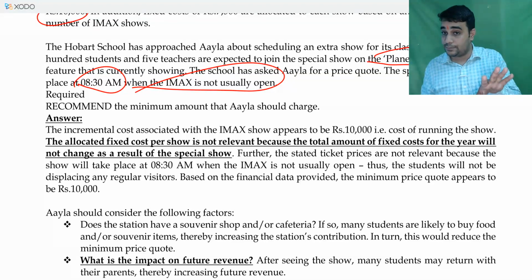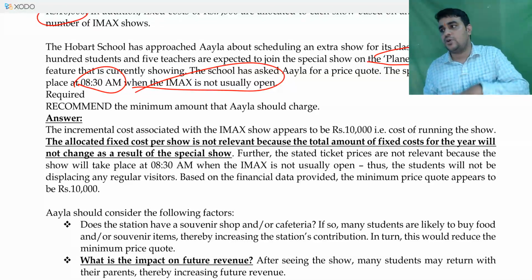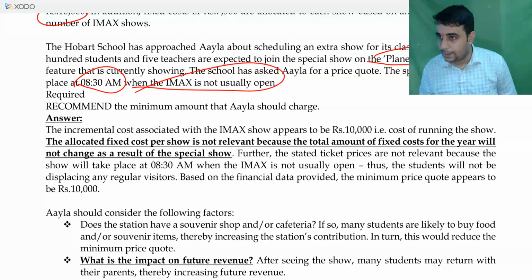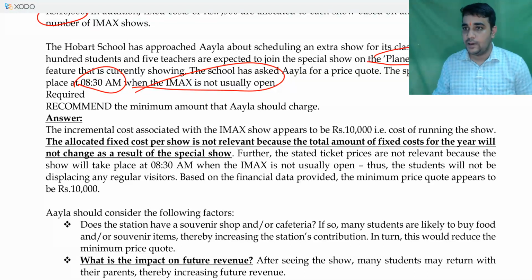This will be a 10-mark exam question. I'm repeating, this will be a 10-mark exam question. In that, this financial analysis could be 3-4 marks, and there could be non-financial. Sometimes financial analysis could be 6 marks and non-financial 4 marks, depending on the type of the question. Here, the financial segment is very limited. It's a very simple analysis, 10,000.